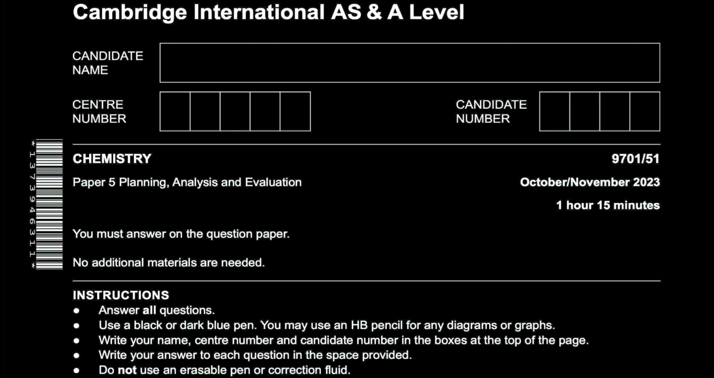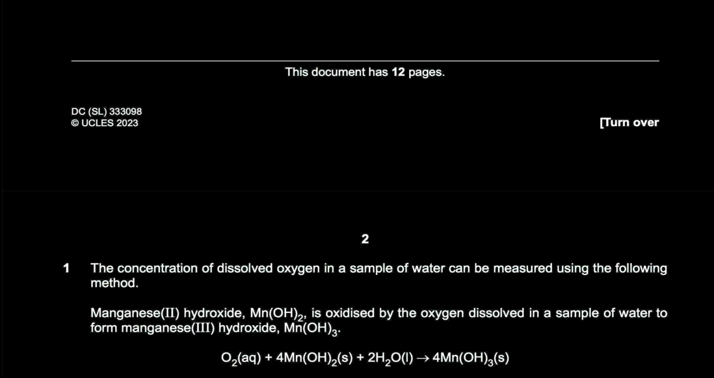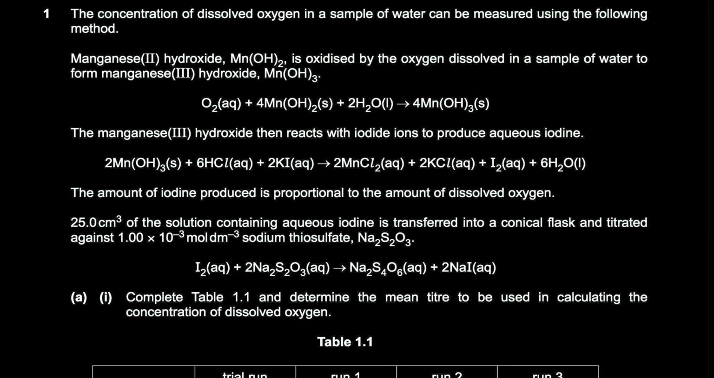Today we're going to be doing October-November 2023 paper 51. So that's paper 5 variant 1. Question number 1 says the concentration of dissolved oxygen in a sample of water can be measured using the following method. So that's your objective, right? You want to find the concentration of dissolved oxygen in a sample of water.